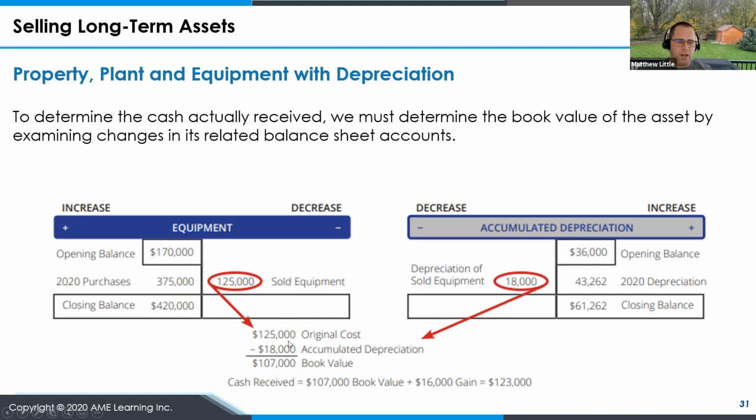So therefore, the original cost, 125, less the depreciation on that item that was sold of 18, gave us a book value of the item of 107. And once we know that there was a $16,000 gain, it tells us we received $123,000 in cash. That's how you back into the cash that you received.